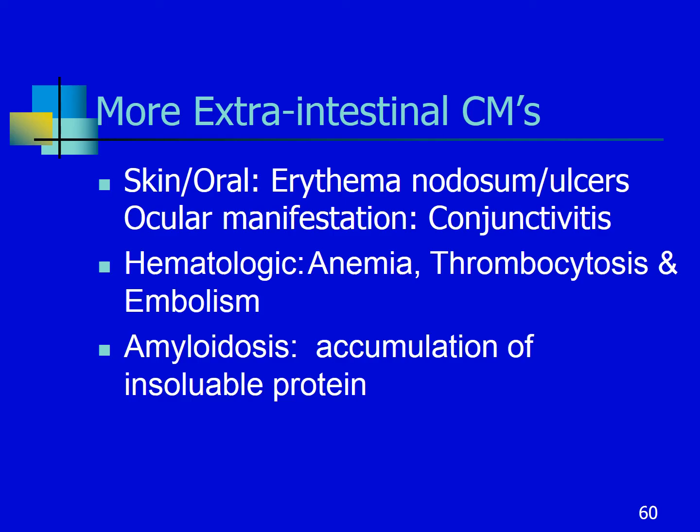Next slide. It can also affect the skin, up to conjunctivitis, anemia, thrombocytosis, cystitis, embolism, amyloidosis. It's really a condition that is not selective just to the GI system, and you know that all the systems are connected in every way.